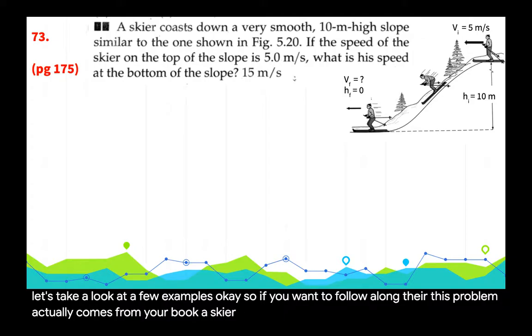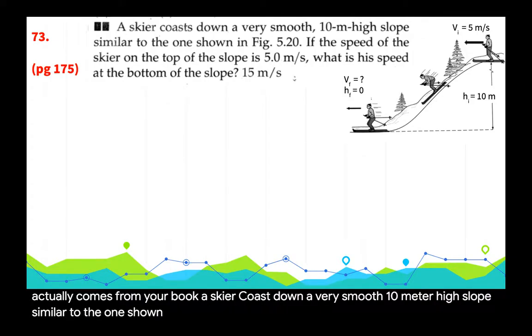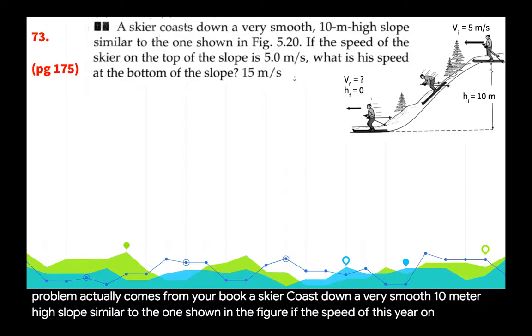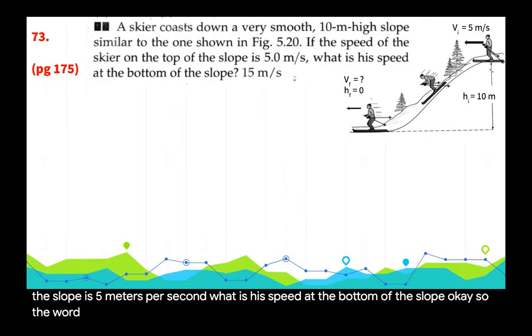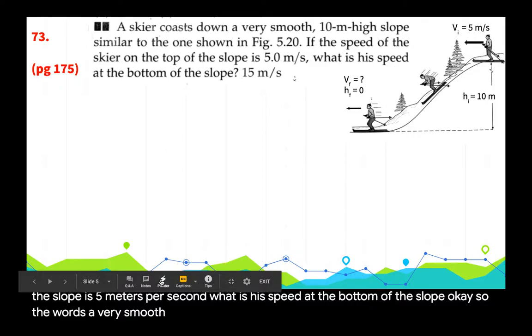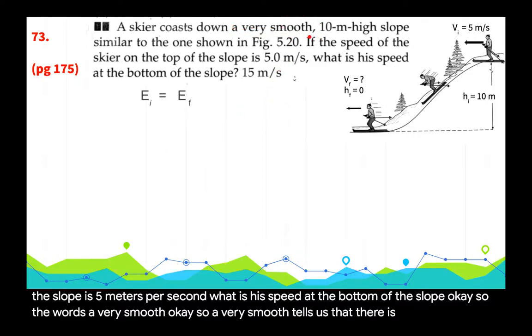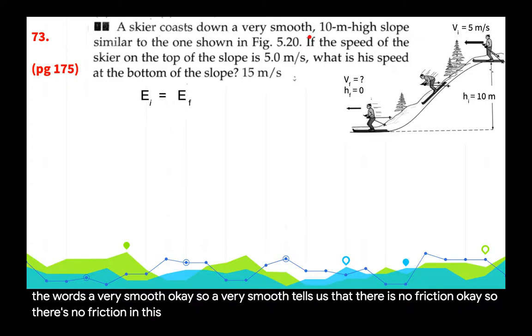A skier coasts down a very smooth 10-meter high slope, similar to the one shown in the figure. If the speed of the skier at the top of the slope is 5 meters per second, what is his speed at the bottom of the slope? Okay, so "a very smooth" tells us that there is no friction in the system.